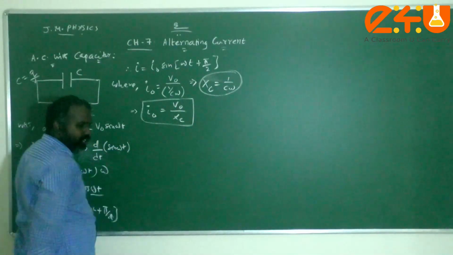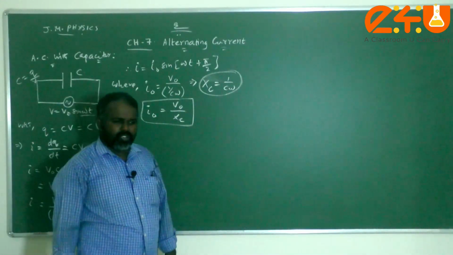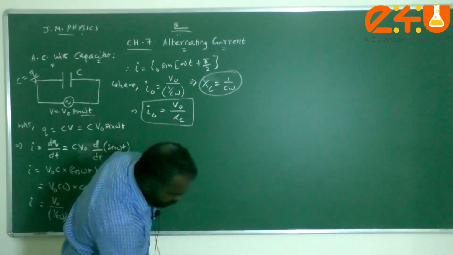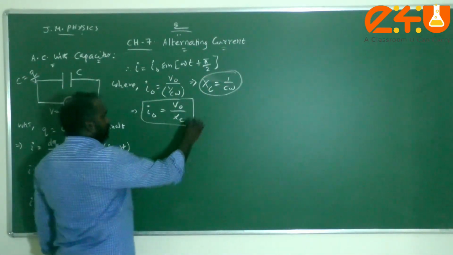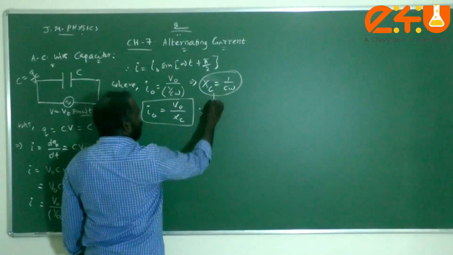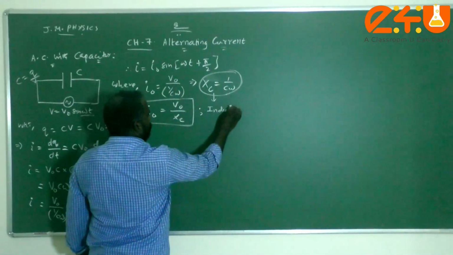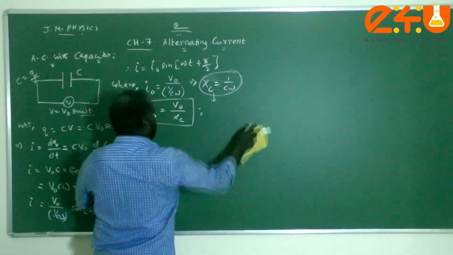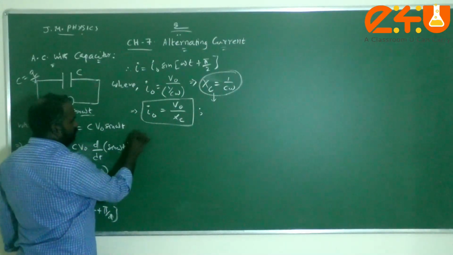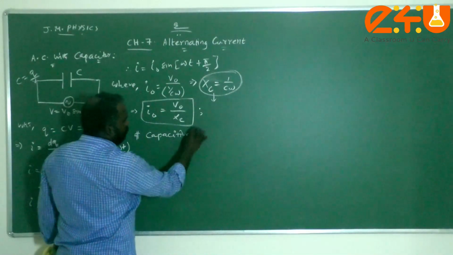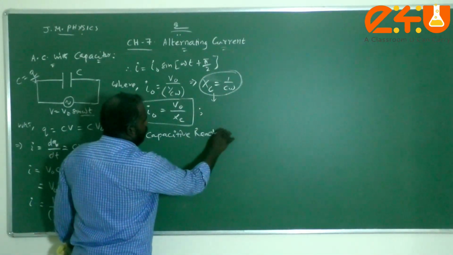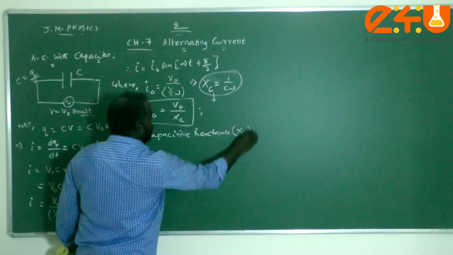I naught equal to V naught divided by XC. That is the expression for the current amplitude. And the new quantity we get is called inductive reactance, sorry, capacitive reactance. Capacitive reactance, XC.